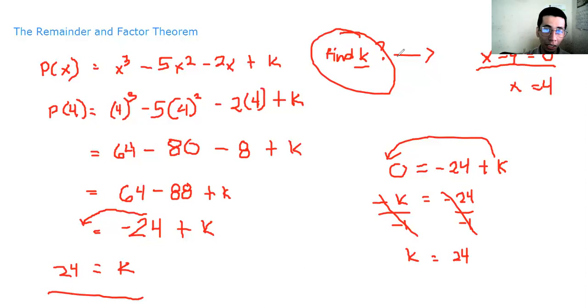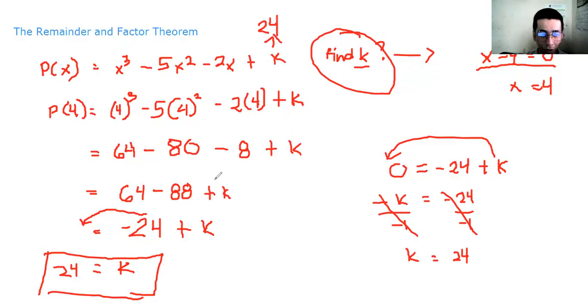Ngayon, ang tanong, find k. We must find k so that x minus 4 is a factor of this polynomial. So, nahanap na natin, the value of k must be positive 24. Okay? So, ang k natin dapat equal siya to positive 24. So, what is the value of k? So, value of k natin is positive 24. So, diba dito k? So, k natin must be positive 24. So, naintindihan yung part na to?